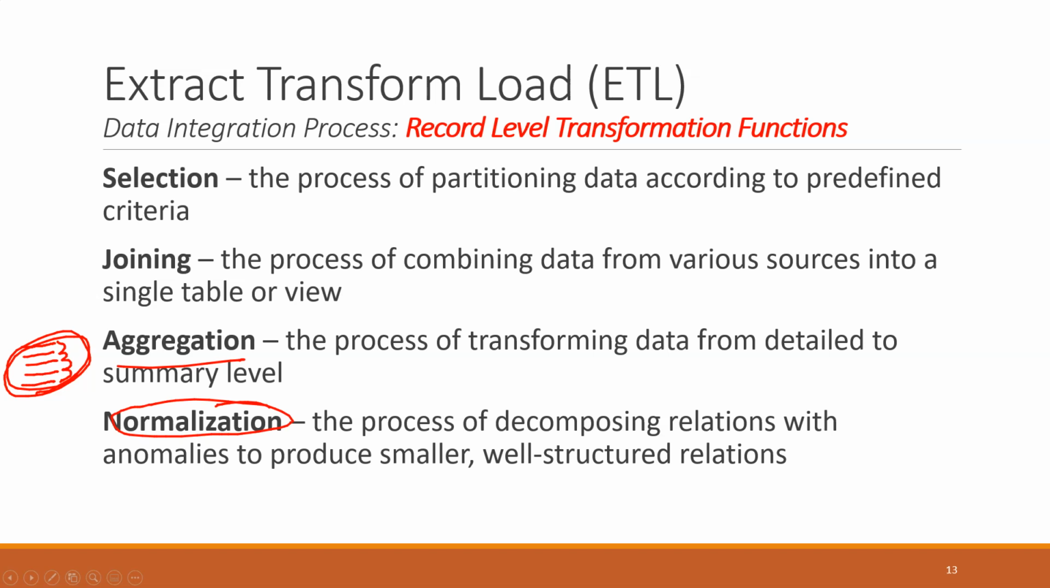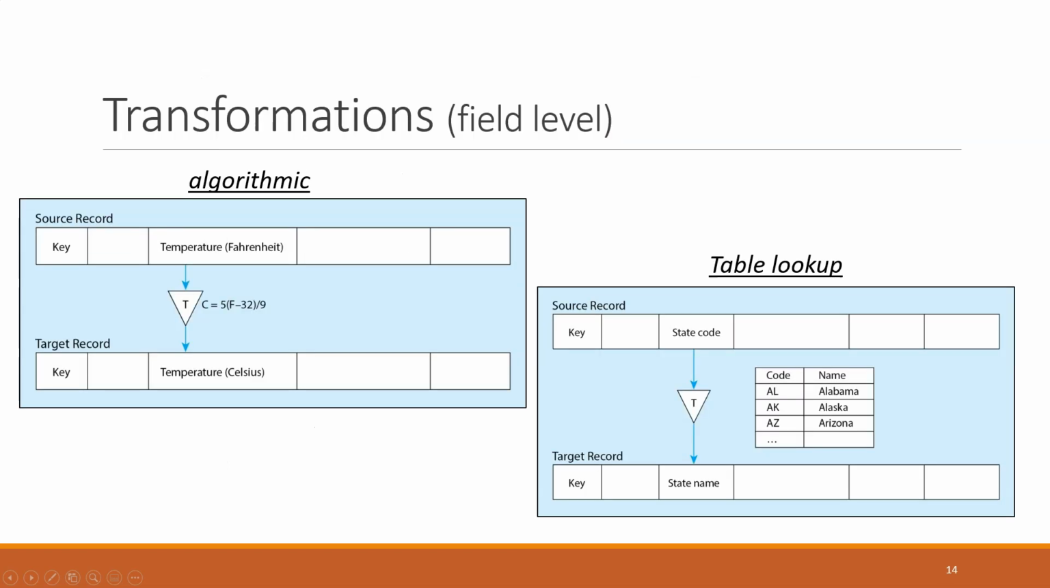And then the normalization process is the idea that we produce smaller and well-structured relational data. But sometimes with our data warehouses, we get into a denormalization process. But that would be something that we would do at the record level, right?